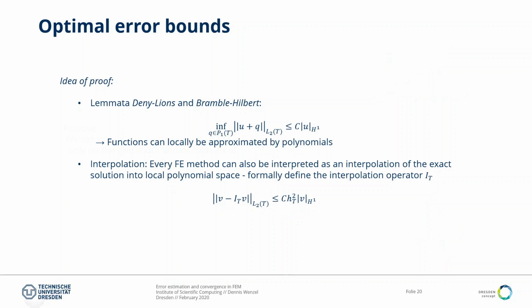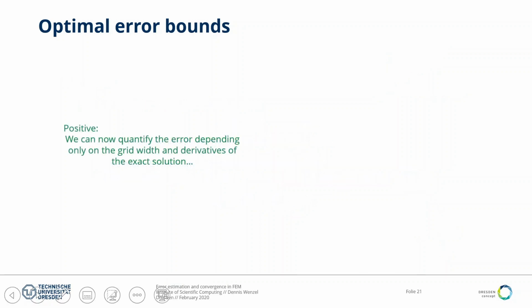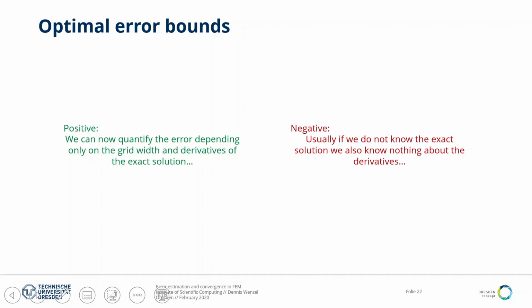Okay, so far so good. Now what's positive is we can now quantify the error depending only on the grid. That's good, because we have definitely control over the grid and the derivatives of the exact solution. What's problematic is we usually don't know anything about the derivatives of the exact solution.